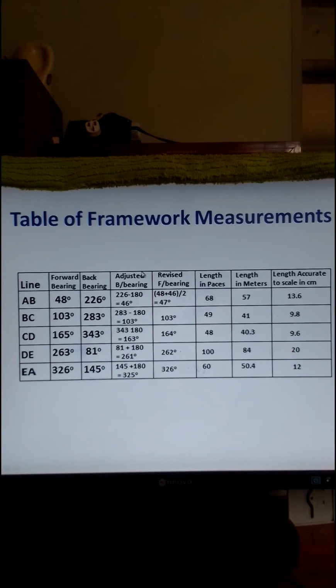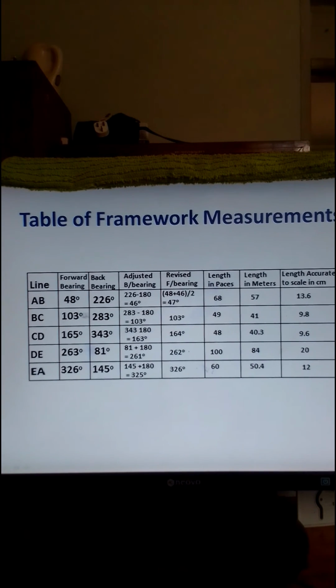Next you need to have a table of framework measurements. Now this table will help you to make the map of your framework. The first column is for the lines, line AB, BC, CD, DE and EA. The next column is for the forward bearings. So the forward bearing of line AB here is 48 degrees and so on. Now we also have the column for the back bearing. The back bearing of line AB is 226 degrees.